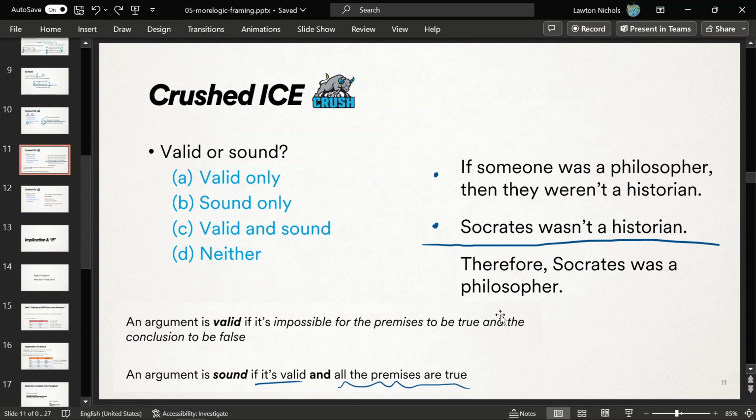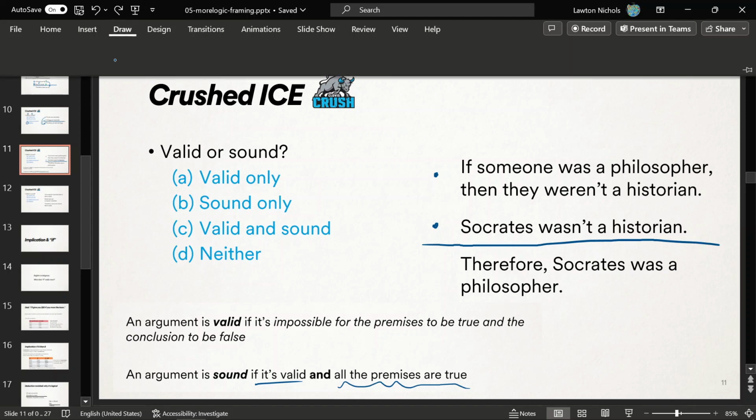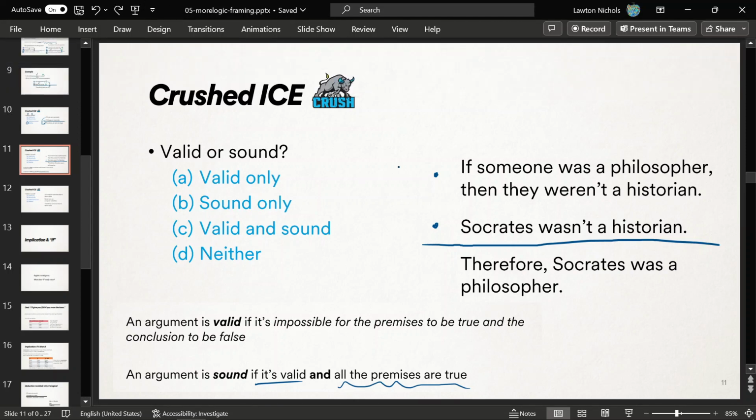Is this a valid argument? This is a tricky one. This is why I gave it to you. This is how I want you to look at this when you break down these things. If someone was a philosopher, then they weren't a historian. That's what it's claiming. It's like, you show me a proof that somebody's a philosopher, and I'll show you a proof that they were not a historian. Remember that symbol? Negation, historian. That's what that first statement is trying to say.